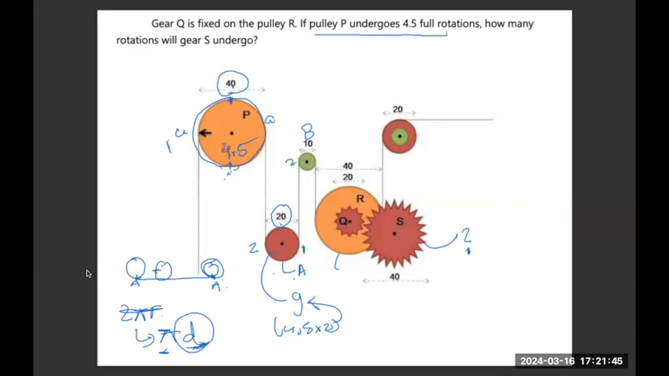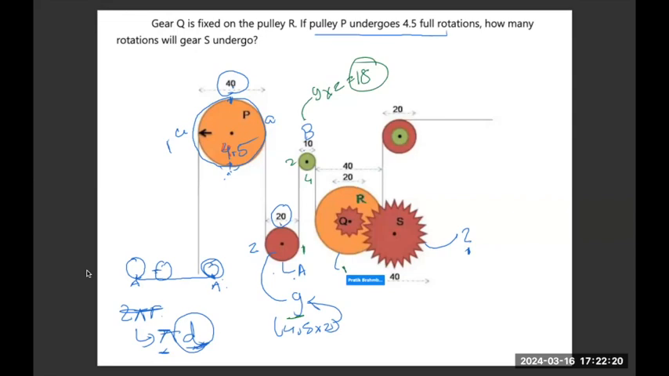So in this case, I know A is undergoing 9 rotations, which means B will undergo 9 multiplied by 2, which is 18 rotations. The next part is here. B and R are connected with each other. B is 10 diameter, R is 40 diameter. It's a 1/4. So R's size is 4 times that of B, which means that when B is undergoing 4 rotations, R will be undergoing 1 rotation.